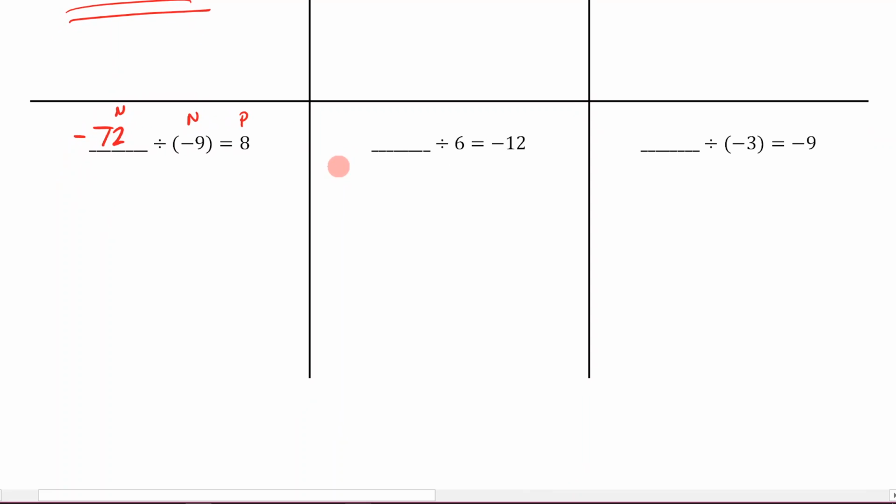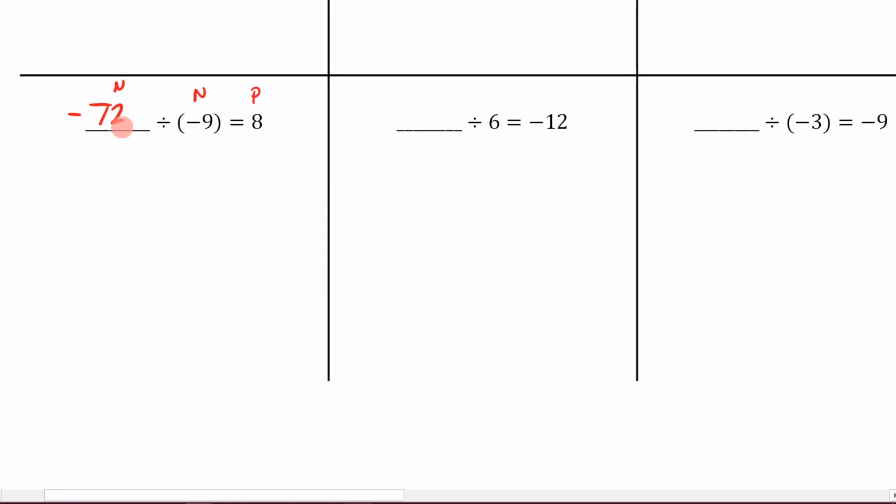But you have to be careful because this time, because the missing number is the first one, what you're going to have to do is take this number and multiply it by this number. And that's going to give me negative 72 there.